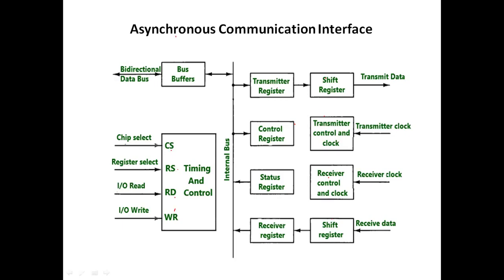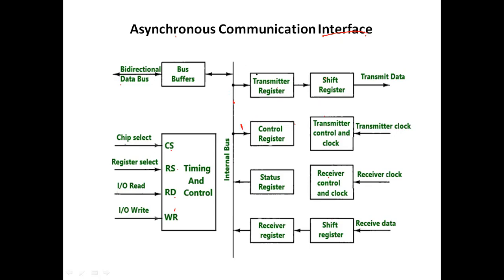Here is the bus buffer, the internal bus, and the bidirectional data bus. So this is an interface. We call it an asynchronous communication interface. This interface is initialized with the help of a control bit loaded in the control register. The control bit may be a 0 or a 1, and that is loaded in the control register.